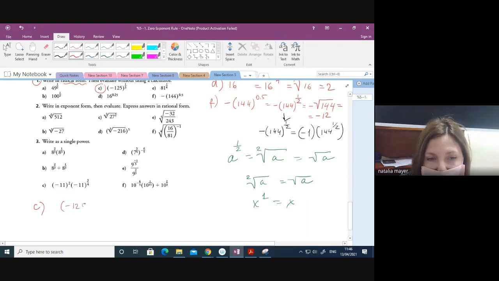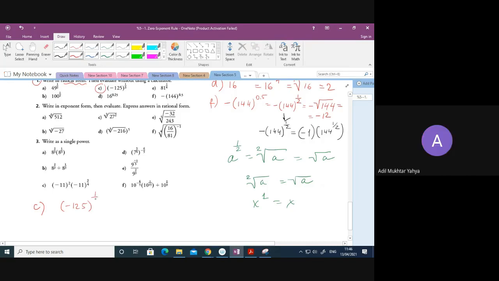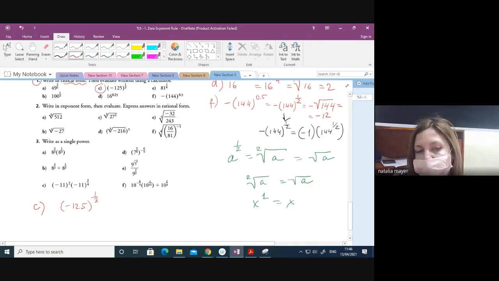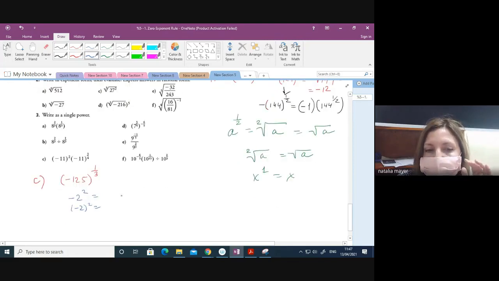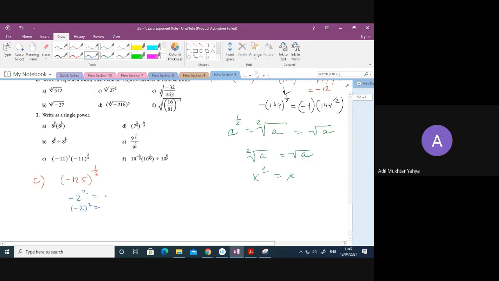So C is different. And why is it different? Because the negative is inside, there's already a bracket. Exactly. If the negative is inside, the parentheses in an exponential expression mean everything. I'll give you a simpler example. For example, what is negative 2 squared and what is negative 2 squared, with parentheses? Just evaluate. I'm talking now about the significance of the parentheses. The first one is going to be equal to negative. The second one is going to be positive. Exactly.